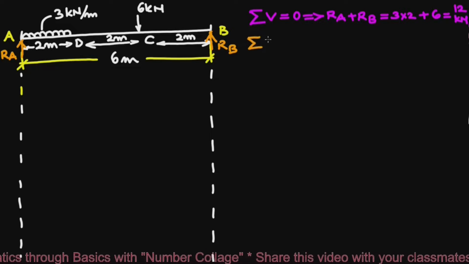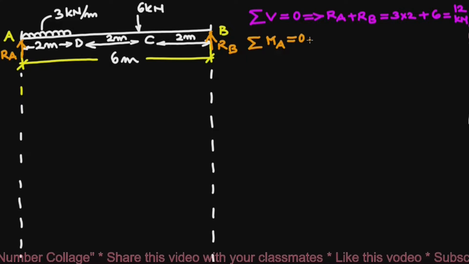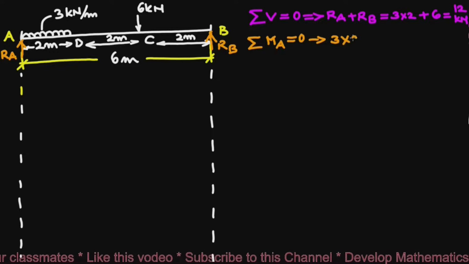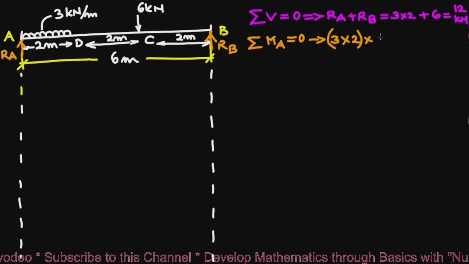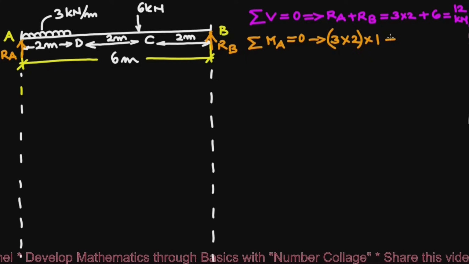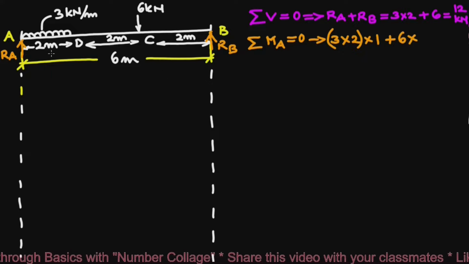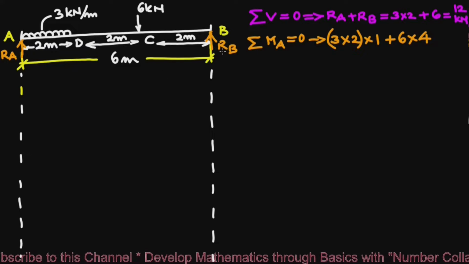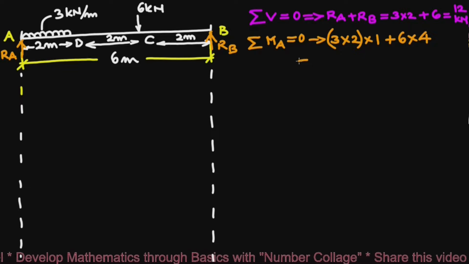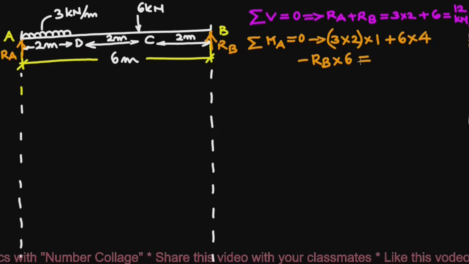Next rule is sum of moments about any point, say about point A, equals 0. So that gives us UDL 3 multiplied by its span 2 multiplied by its midpoint, which is 2 upon 2, that is 1, and this will be clockwise moment about point A. And moment of point load 6 kilonewton about point A will be 6 multiplied by 2 plus 2, that is 4. Moment due to reaction RB about point A will be anti-clockwise, so it will be negative, so we write minus RB multiplied by moment arm, which is 6 meter, so this is equal to 0.